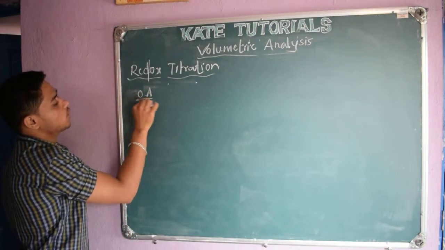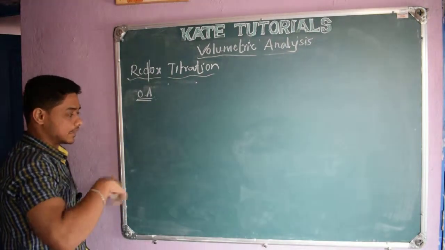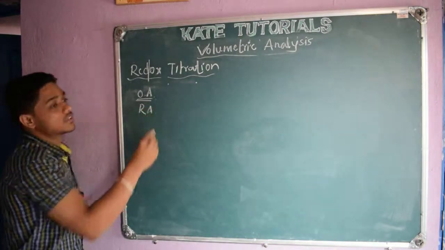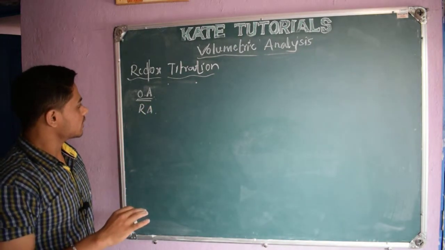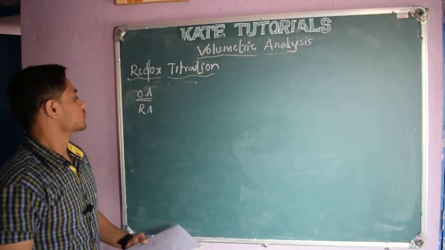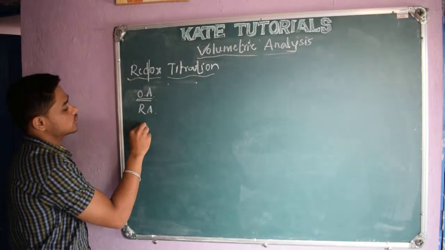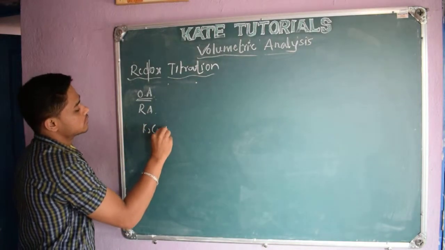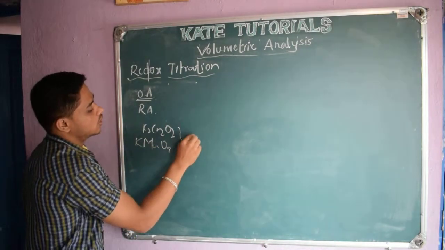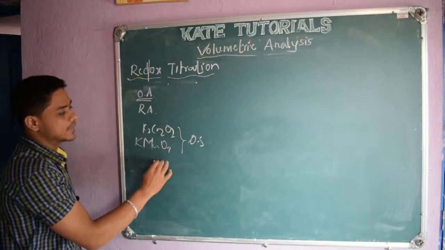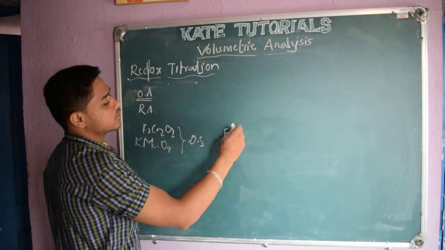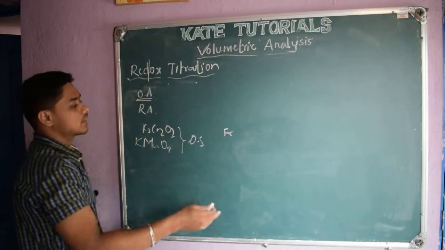Oxidizing agent is one which undergoes reduction by itself but makes another oxidize, and reducing agent is one which undergoes oxidation by itself by making another reduce. That is reducing agent, right? See here, K2Cr2O7, KMnO4 are called oxidizing agents because they undergo reduction by themselves by making iron oxidize. Fe was converted to Fe2 plus, making other oxidized.